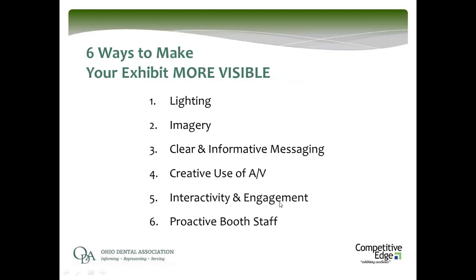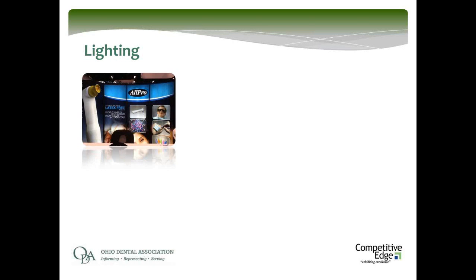Okay, so let's get into the 6 ways to really make sure our exhibit gets seen. How do we get seen? How do we get noticed? Okay, number 1, people are like bugs. They're attracted to light. The fastest way to make an exhibit more visible is to light it up.